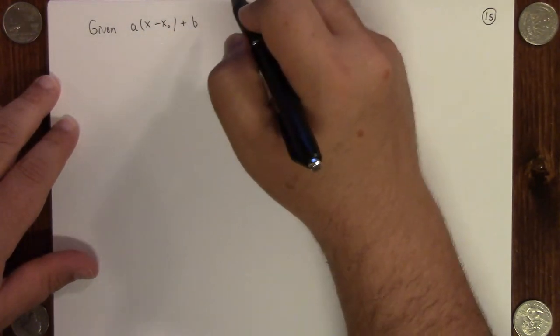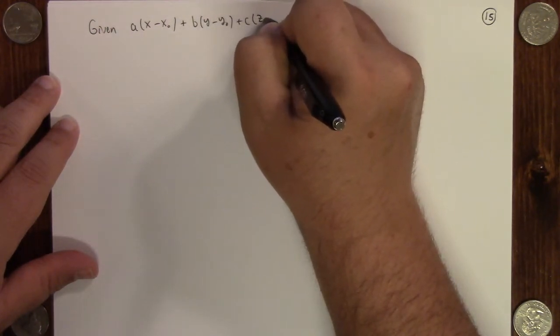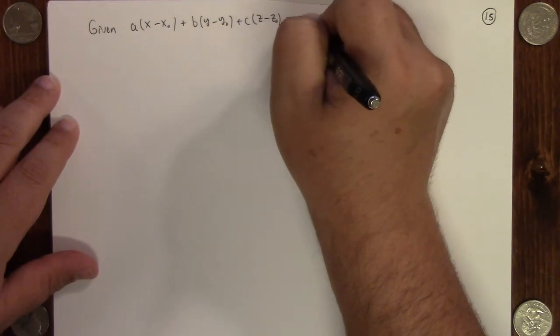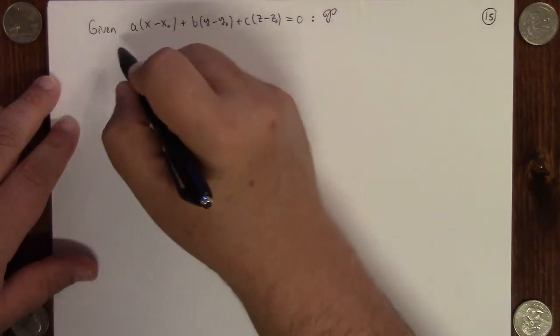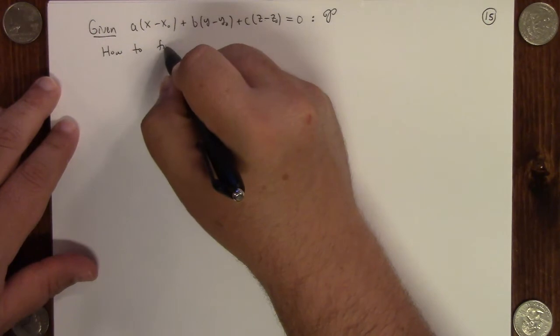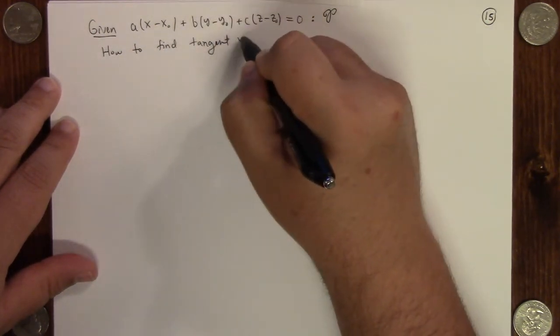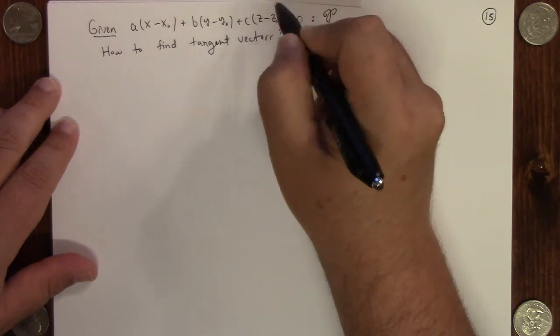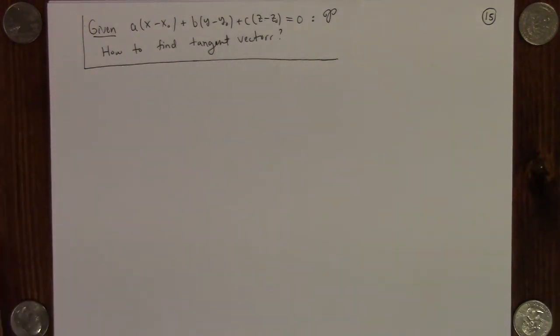In other words, given A times X minus X naught plus B times Y minus Y naught plus C times Z minus Z naught equals 0, suppose that describes the plane P. How do we find tangent vectors? I think that's a good question to ask, because if you can find tangent vectors, then you can parameterize the plane, and that's something we might want to do.